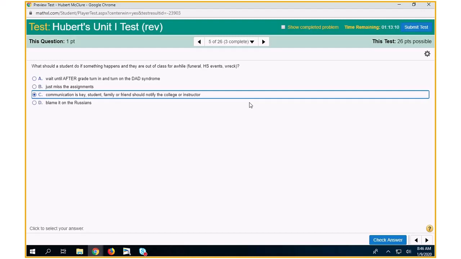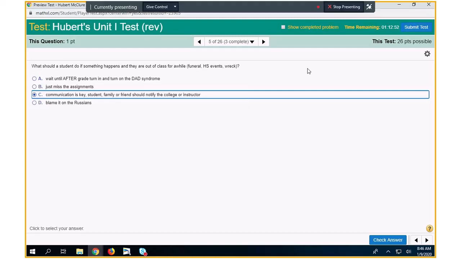Communication. So for some of you people that are introverts, you need to get out of the closet, because you're going to have to communicate with your teacher or your employer. You can't text them. You have to talk to them. Okay? It's called communication. Next.